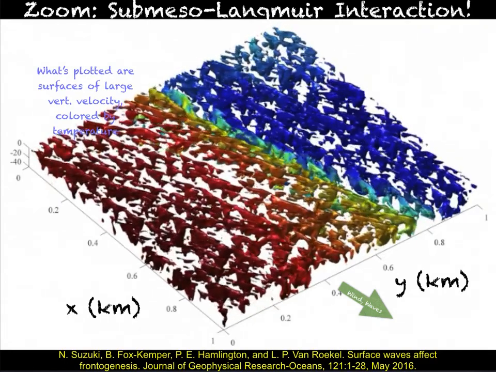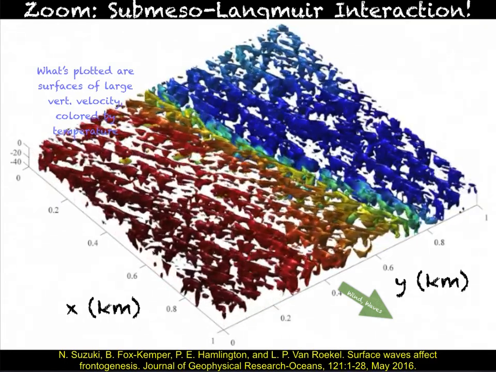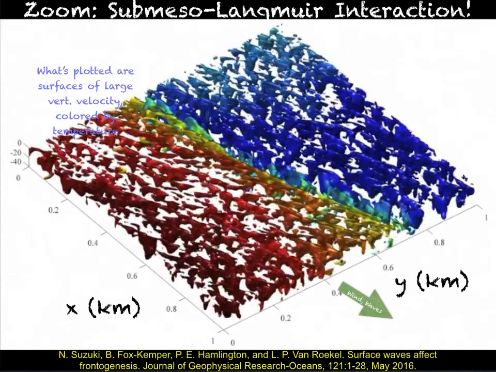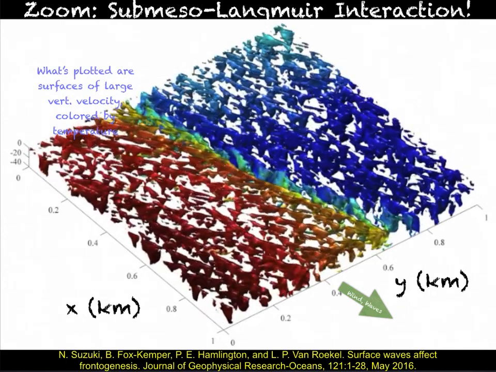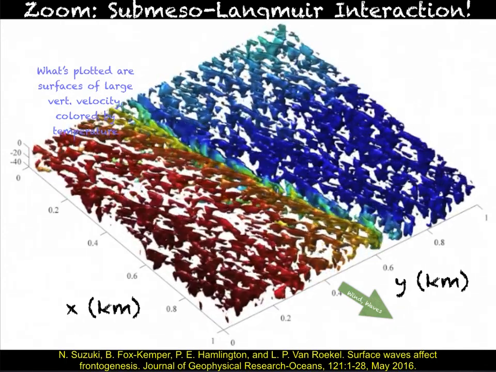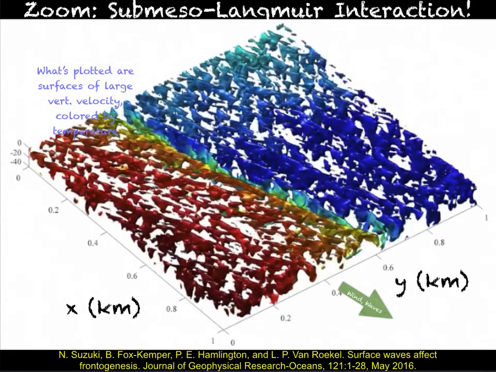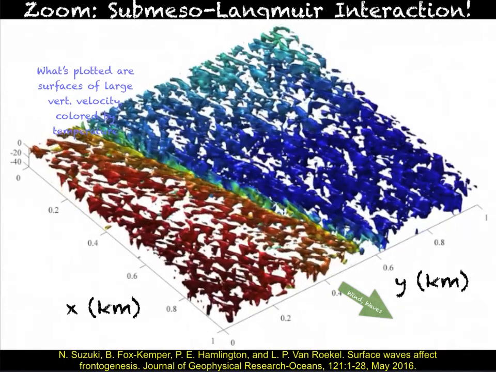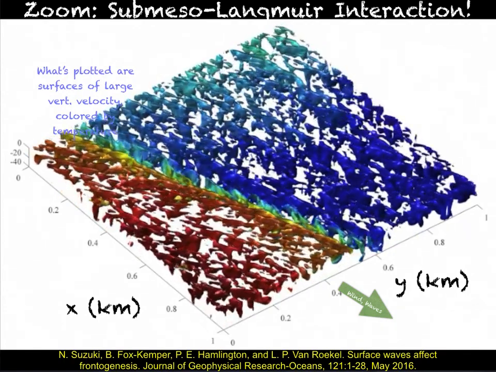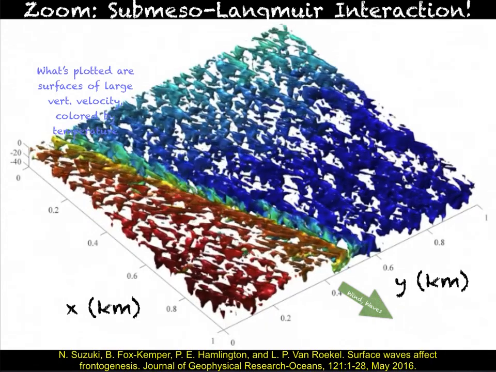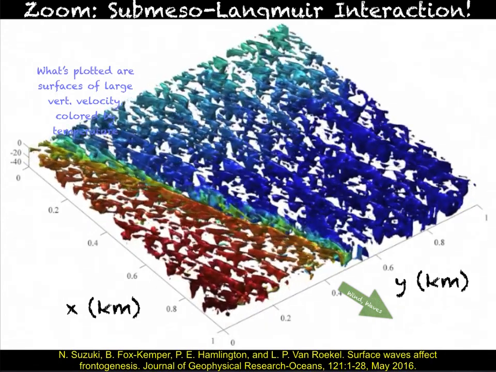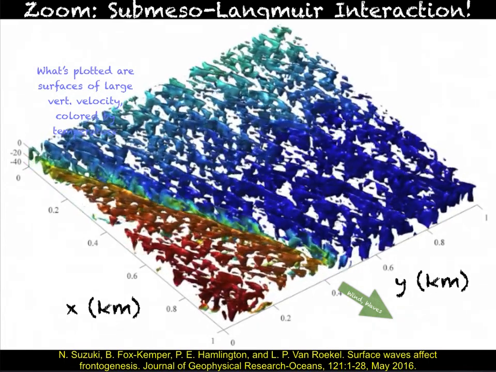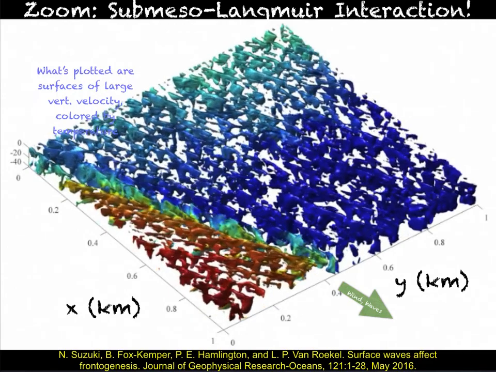In this zoom, what's being plotted are surfaces where there's a large vertical velocity, colored by the temperature. So what you are seeing are the convergence zones, the windrows between Langmuir cells away from the temperature gradients, and then a frontal structure which also has a large vertical velocity down the nose of the front, also shown here in the gradient colors, indicating the temperature associated with the front. As you can see, both the front and the Langmuir cells are aligned with the wind and wave directions.